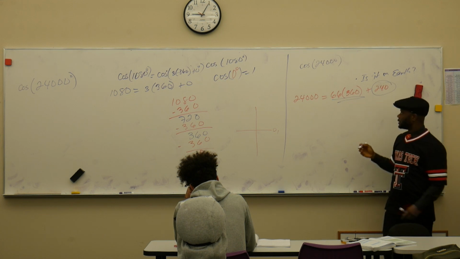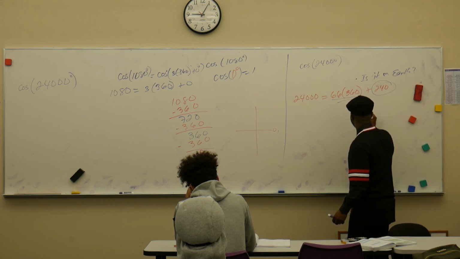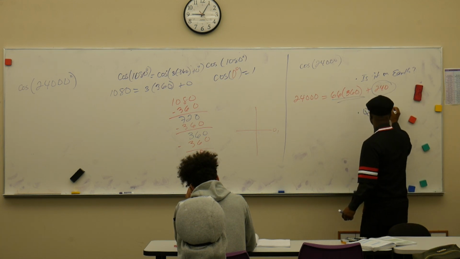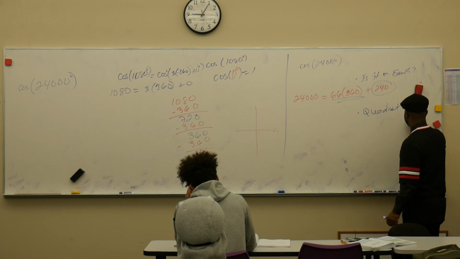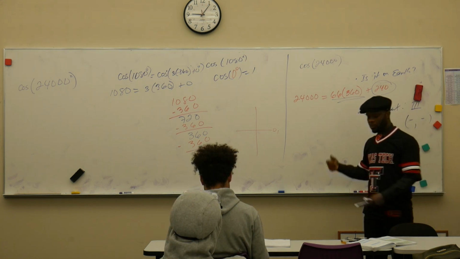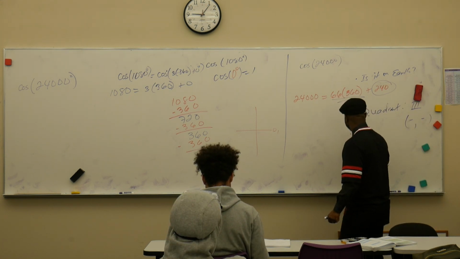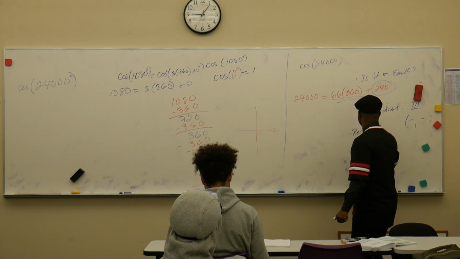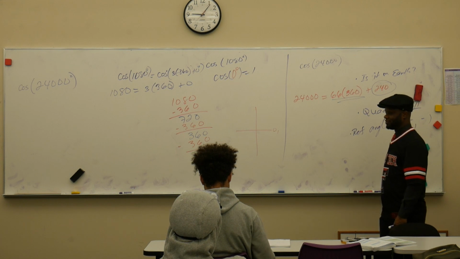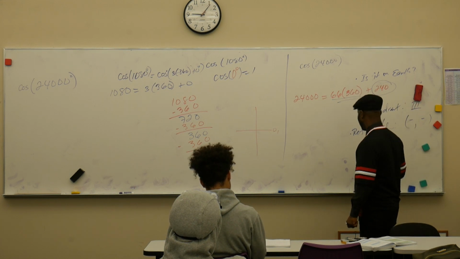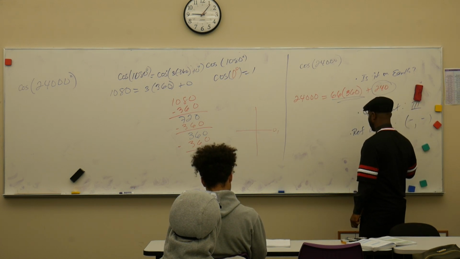Yes. Now we're going to ask ourselves, what quadrant would that be in? Quadrant 3. And in quadrant 3, the sign is negative. The cosine is negative. What would be the reference angle here? 60, because I subtracted 180. So the reference angle is 60 degrees.